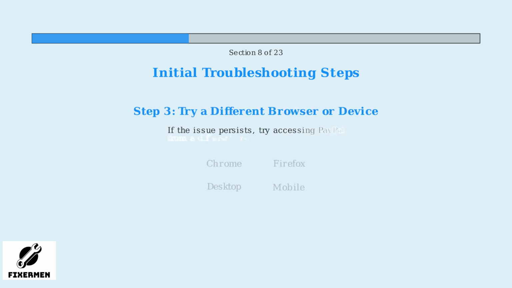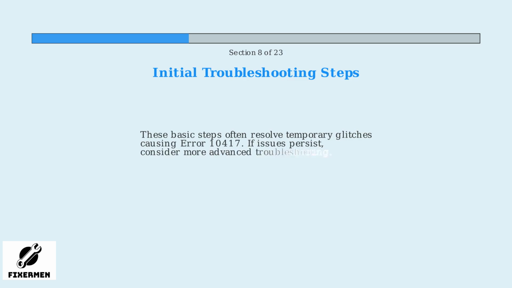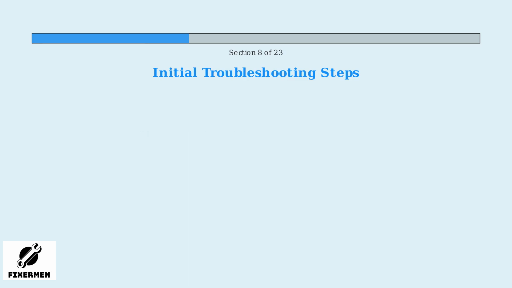Third, if the problem continues, try using PayPal from a different web browser or device. This can help identify and bypass any browser-specific or device-related issues. These basic troubleshooting steps can often resolve the temporary glitches that cause this PayPal error. If the issue continues after trying these, you may need to explore additional solutions.